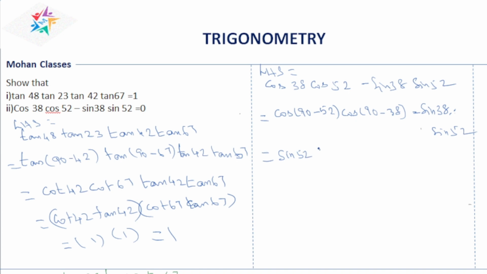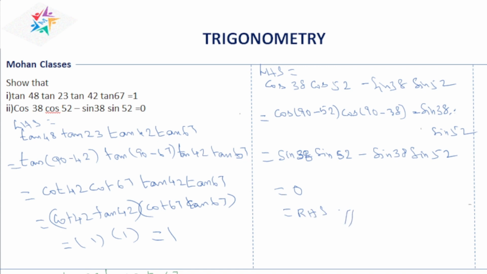So cos (90 minus 52), what you will get? Sin 52 into sin (90 minus 38), what you will get? Sorry, here sin 38 will come, right? Sin (90 minus 52) is sin 38. Here sin 52, cos (90 minus 38) is sin 38. Sin 52 minus sin 38 into sin 52. Okay, so sin 38 into sin 52 minus sin 38 into sin 52, that is equal to 0. It is RHS. LHS is equal to RHS.